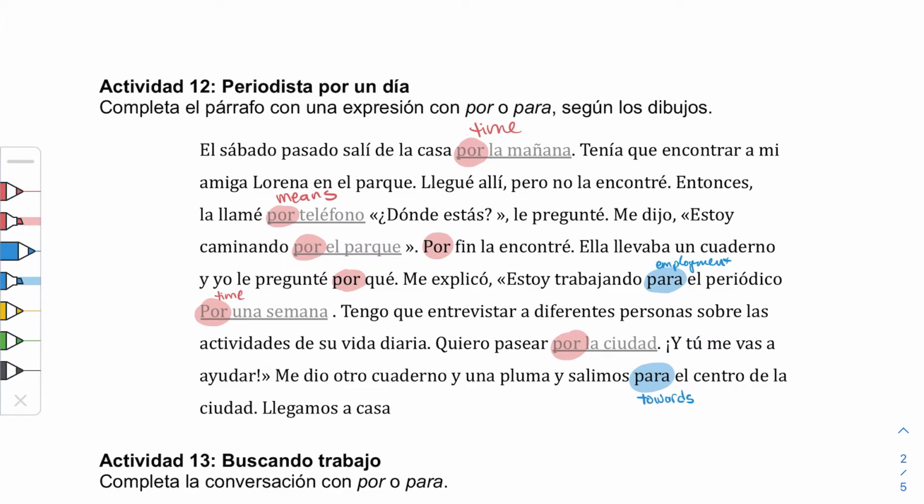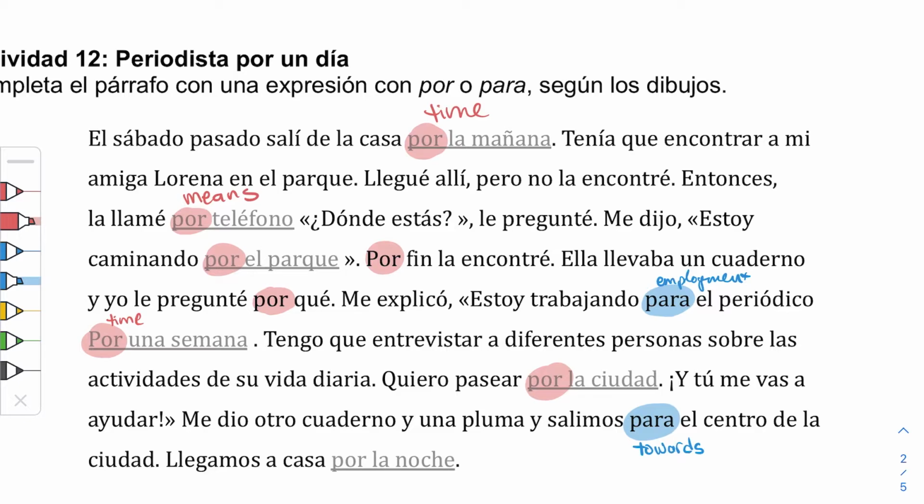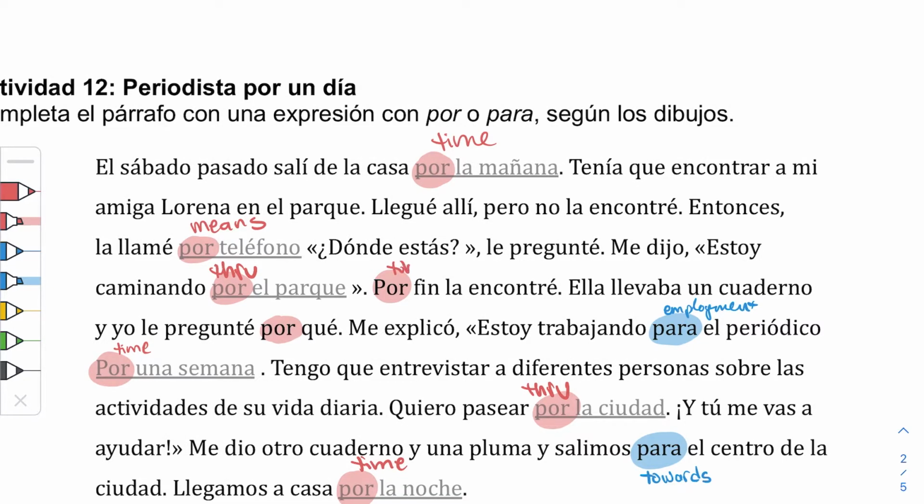De la ciudad. Llegamos a casa por la noche. Again, we've got another time one. We arrived at night. So with our por el parque, if you're going through a place, that's a por. Por fin, we've got time here. Porque, cause. Because. Why? All right, cool.